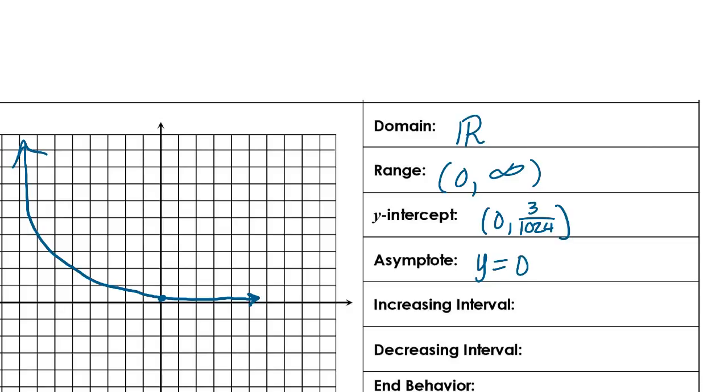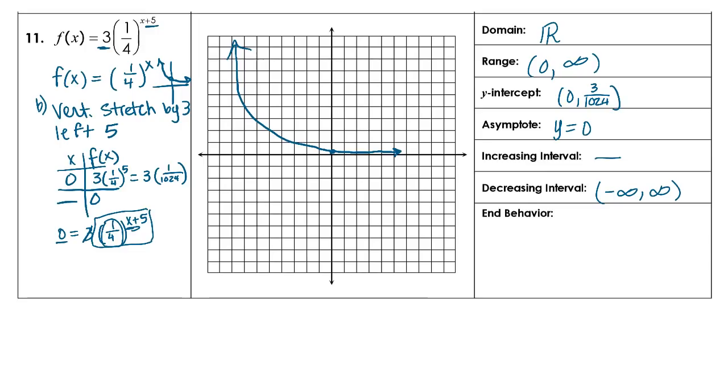Increasing, this function would not be increasing. It is decreasing from negative infinity to positive infinity. And then finally, our end behavior here. As x approaches negative infinity and as x approaches positive infinity: from negative infinity, our function is heading toward positive infinity. And for positive infinity, the function is heading toward 0.